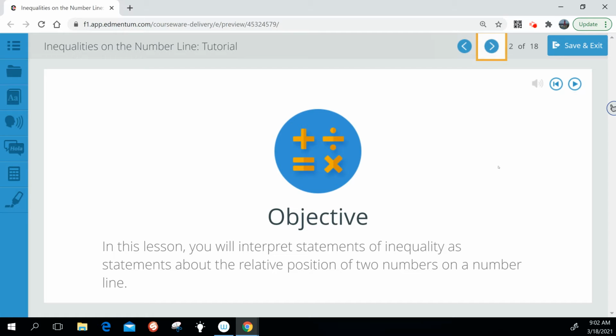So we have that place in our CAMI notes where it says objective. That needs to be put in there. Inequalities on the number line.